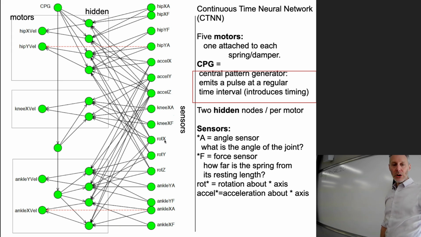Okay, you'll notice there's an assortment of other sensors. We've got some rotational sensors here. So we've got rotation X, rotation Y, rotation Z. These three sensors are reporting the amount of yaw, pitch, and roll. Pitch, yaw, and roll. The three ways in which, in this case, the hip is rotating.